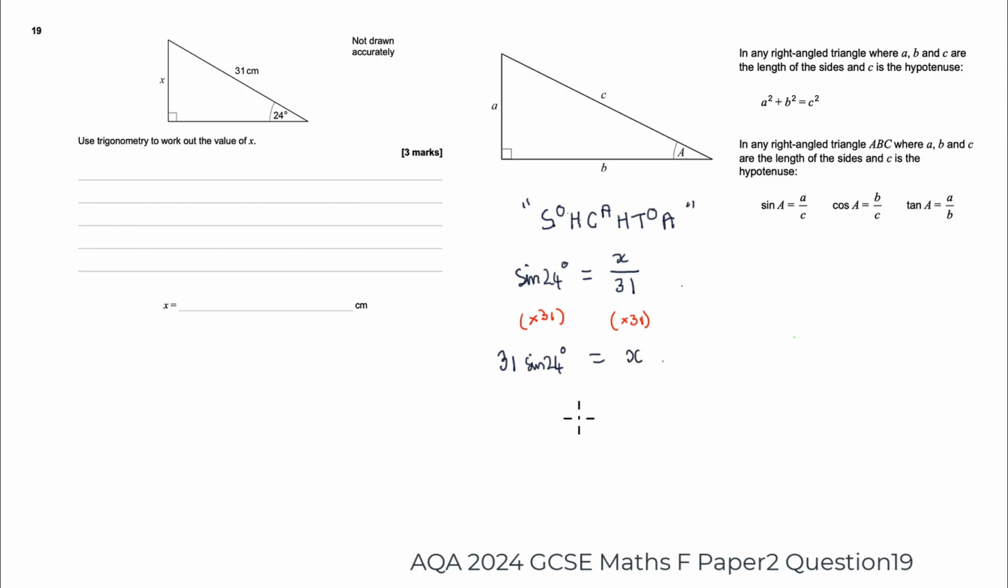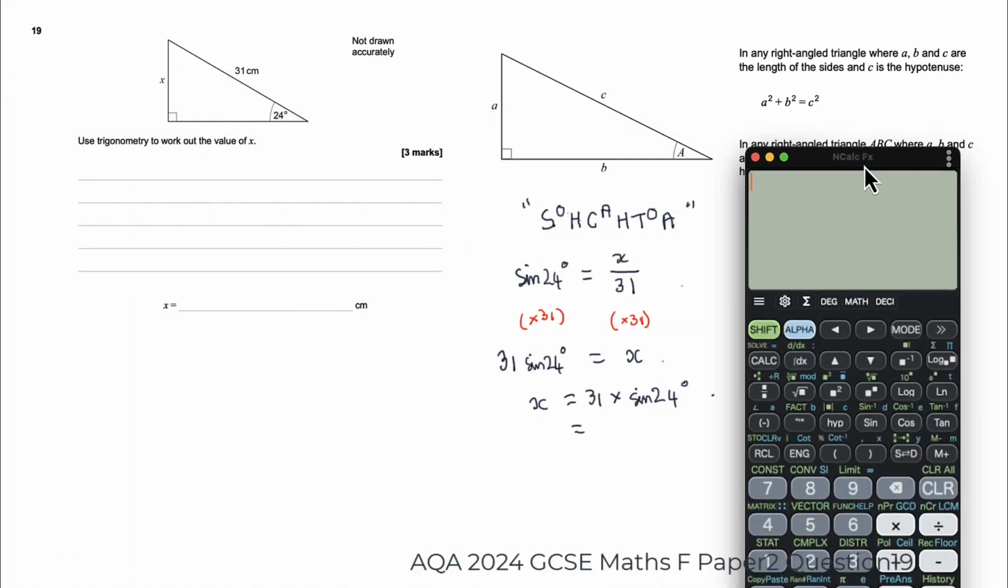So here's a little recipe. Let's turn it round the other way. To find x, you take 31 and multiply it by whatever sine 24 is. And that should give us our answer. Now, to do this calculation, we're going to have to bring on the calculator. Here it is.